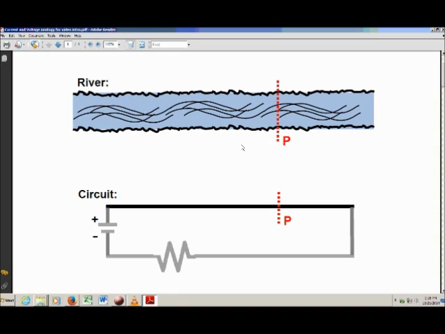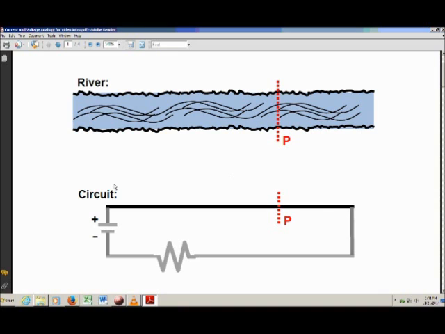Now, something to keep in mind for both of these cases is that current is a matter of little physical bodies moving around. In the river, it's water molecules moving past. In a circuit, it is electrons flowing through a wire. So matter can't be created or destroyed. What goes in has to come out. So the water that goes into this river has to come out of the river. And the electrons that go into a wire have to come back out of the wire.